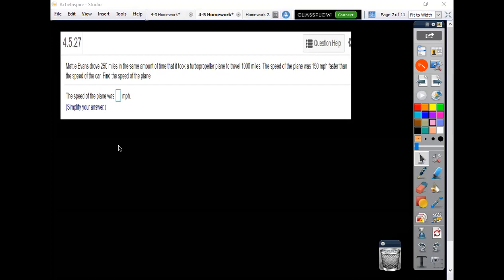4.5.27, what do we have here? Matty Evans drove 250 miles in the same amount of time that it took a turbo propeller plane to travel 1,000 miles. The speed of the plane was 150 faster than the car. Find the speed of the plane.